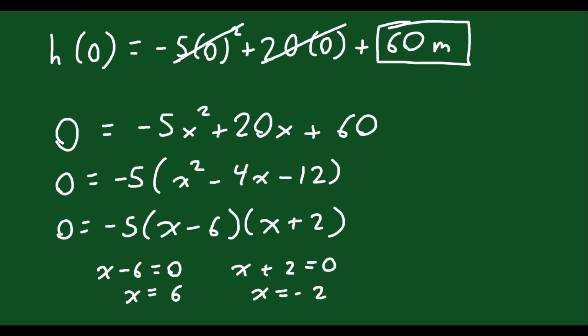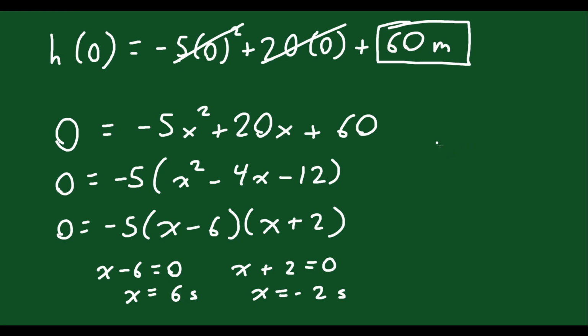Again, the reason we're setting it up like this is because if this bracket equals 0, it all becomes 0. If this bracket becomes 0, it all becomes 0, right? Because we're multiplying. When you multiply by 0, it all turns into 0. So there's two solutions here that we have, right? So either the time is 6 seconds or negative 2 seconds. Well, you can't have negative 2 seconds, right?